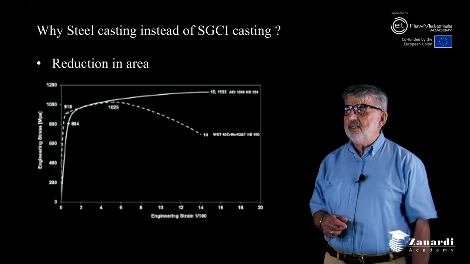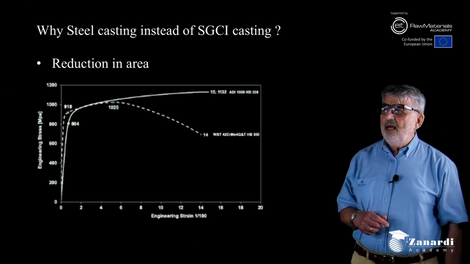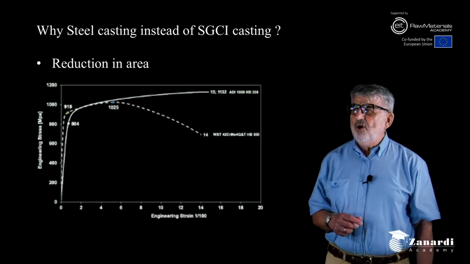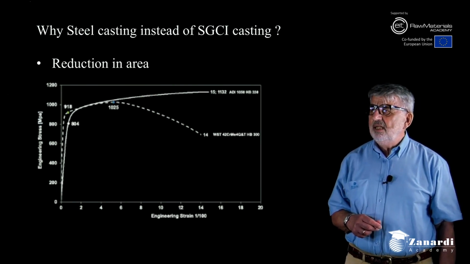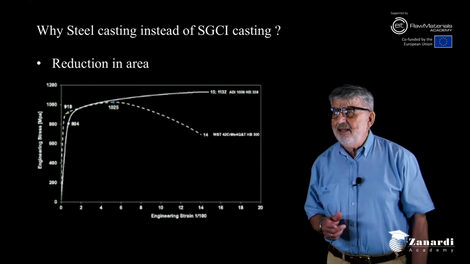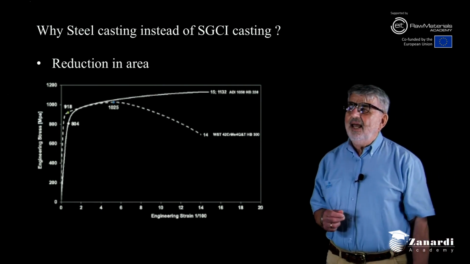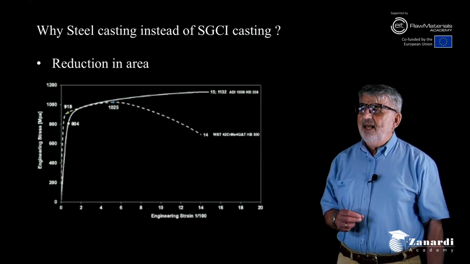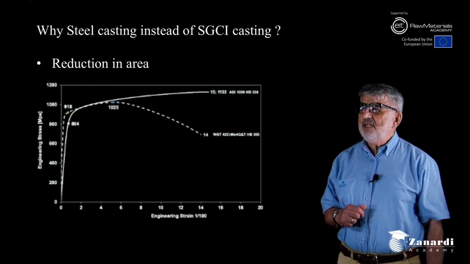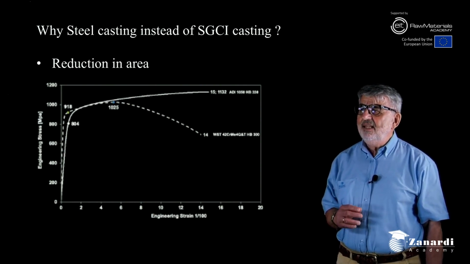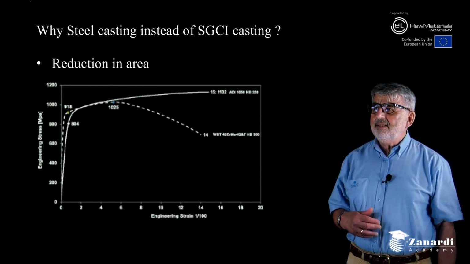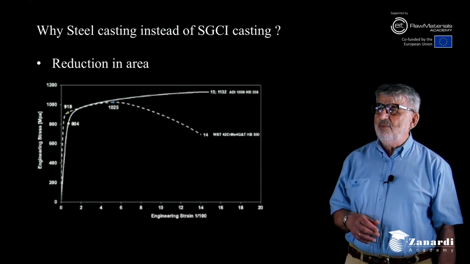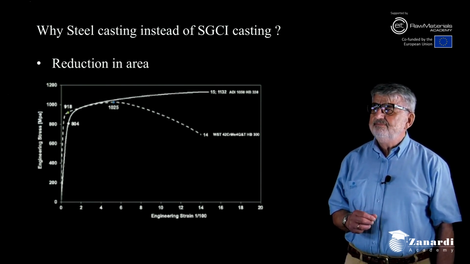You see here in this graph the comparison of the engineering flow curve from a quenched and tempered steel, the dotted line, and an ADI having approximately the same ultimate tensile strength and elongation at fracture. You see how ADI, after yielding, continues to strain harden up to the maximum elongation, which is the same event as the maximum load, the maximum strength.